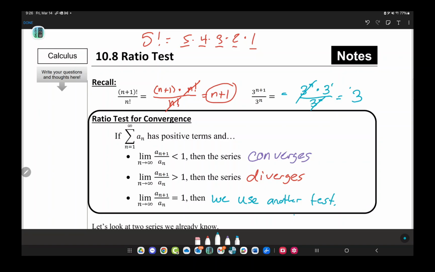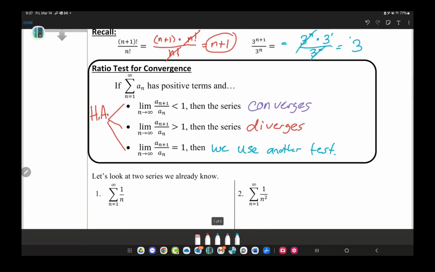All right. Now, by the way, do you remember what these are? When you're doing the limit as n goes to infinity of a function over another function, what are you looking for? The horizontal asymptote. So if the horizontal asymptote of a n plus 1 over a n is less than 1, then it converges. If it's greater than 1, it diverges. If it equals 1, then we don't know. Different test.